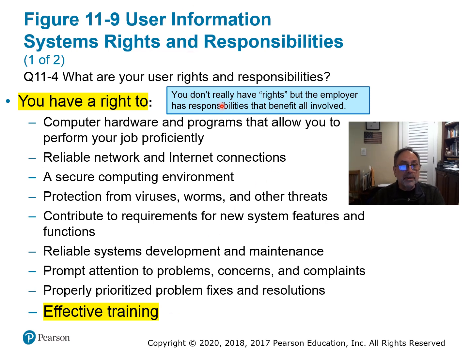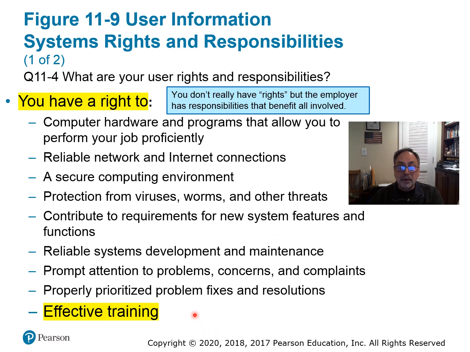I put a box here. You really don't have rights. The employer has responsibilities that benefit everyone. They've got responsibilities to give you the right hardware and programs, a reliable network, a secure computing environment, protection, etc. But these aren't your rights. You don't have rights to these. But these are responsibilities the employer has. I just take umbrage with the word rights. You have no rights. Now, these are responsibilities the employer wants to fulfill because it's satisfactory and beneficial to them and to you holistically for the organization.